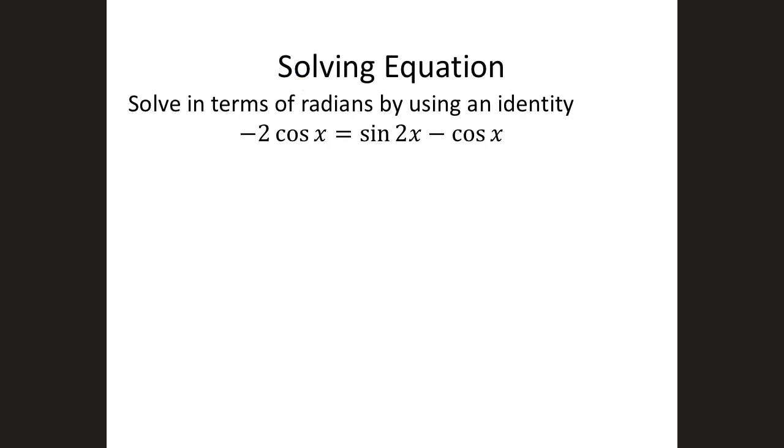Okay, for this next example, it says solve in terms of radians, and we're going to use an identity in this problem. So the first thing that I notice is I have -2 cosine of x on one side of my equation is equal to sine of 2x minus cosine of x. Whenever I have a cosine and a sine in the same problem, chances are I'm going to need to solve by factoring. So the first thing that I'm going to do is get 0 on one side. So I'm going to add 2 cosine of x to both sides and combine like terms.